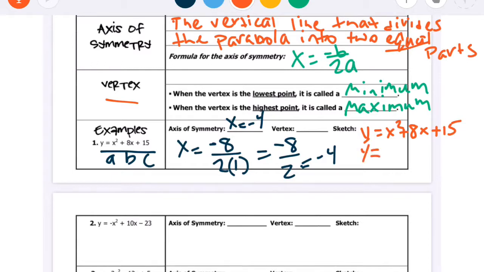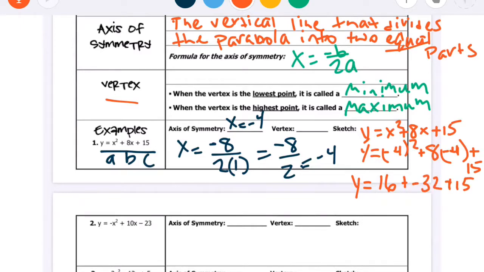So to do that, I hope I don't run out of room here. I know that x is negative 4, so I'm going to plug in negative 4 for all those x's. So if I were to simplify this, I would get y equals negative 4 in parentheses squared is 16, plus 8 times negative 4 is negative 32, plus 15. So if we simplified this all the way down, we would get y equals negative 1. So the vertex, you're going to put the two together, would be negative 4, negative 1.